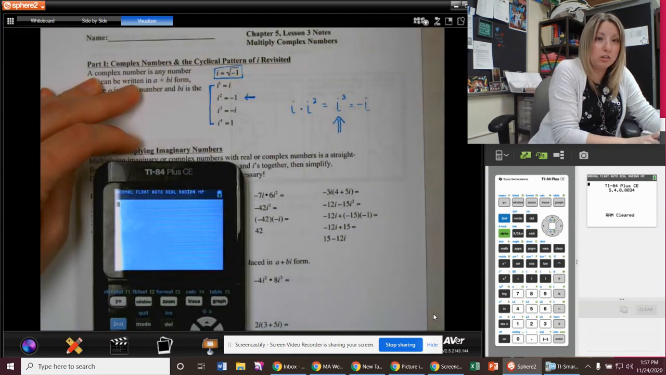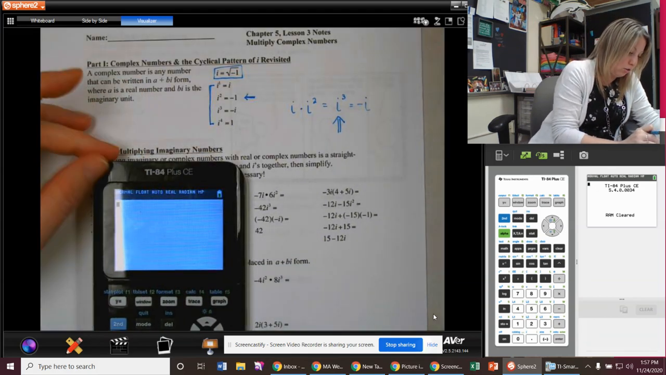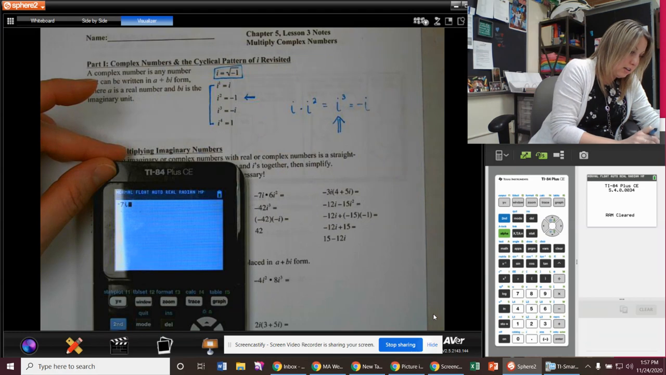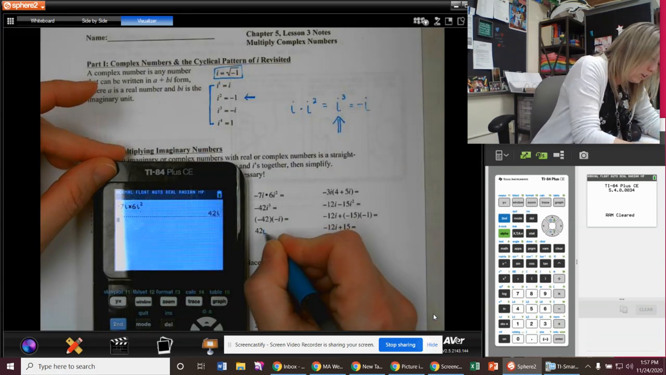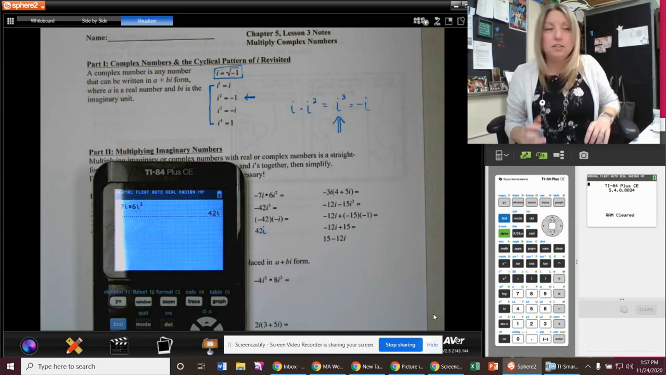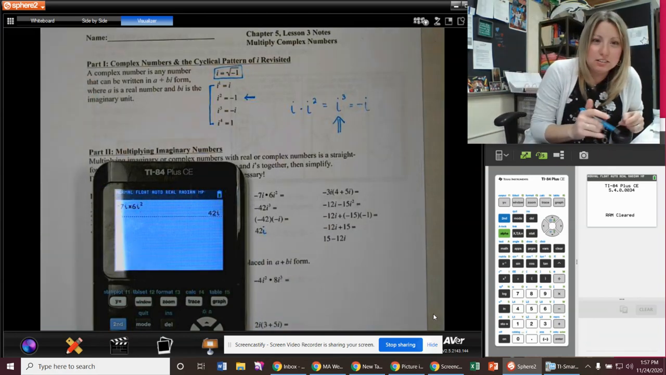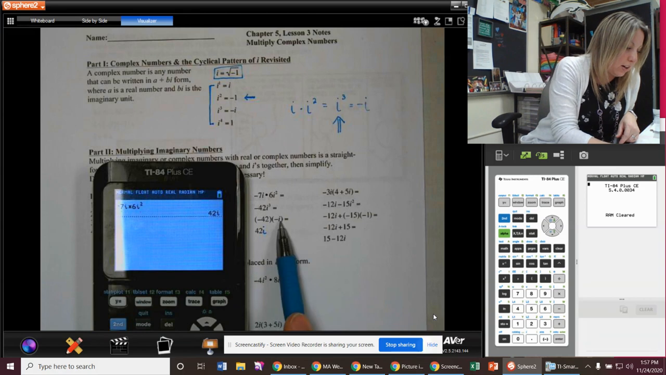You can actually just plug this into your graphing calculator. So -7i times 6i squared. And there it is. Oh, yeah, there needed to be an i there. Good thing we did that, huh? Double checked. There did, because there was an i left over right there. So there it is.